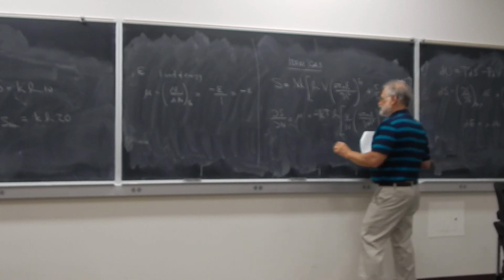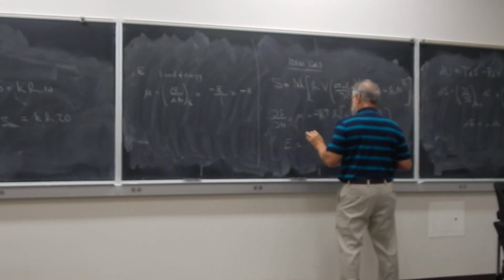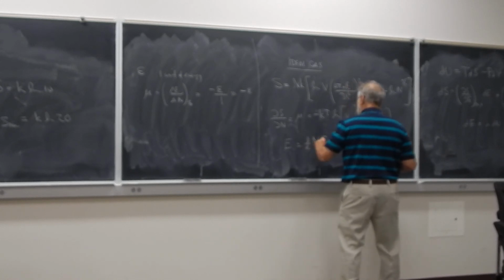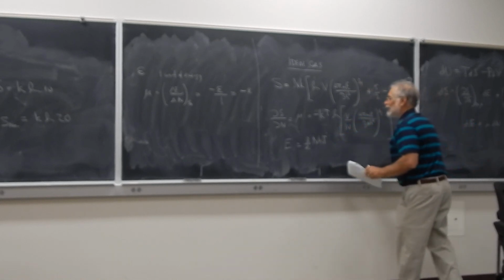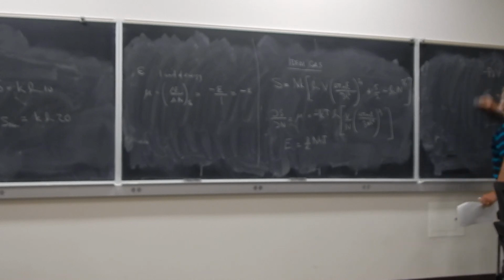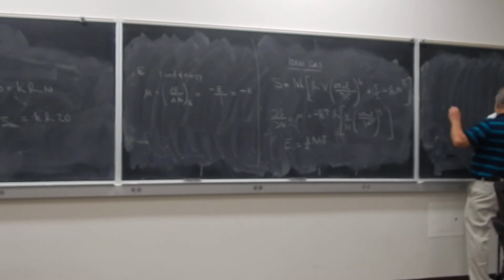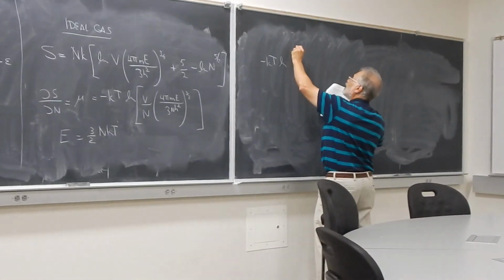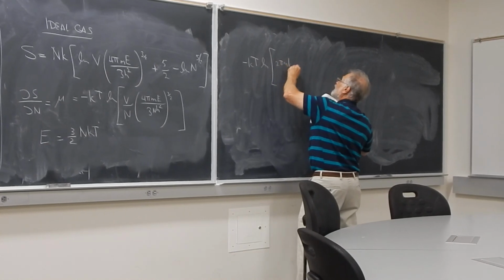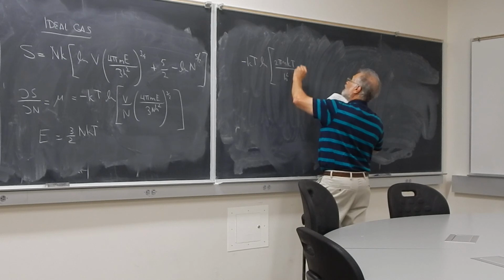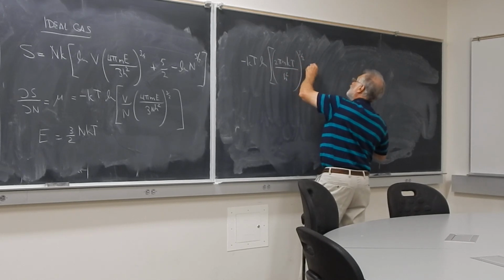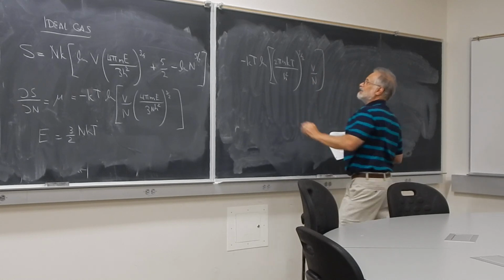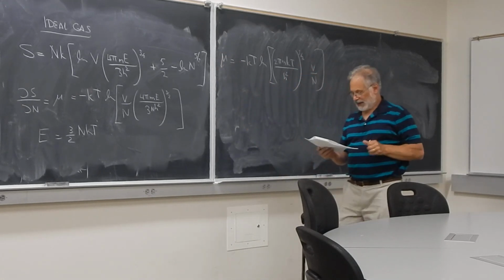And since for an ideal gas, the energy by the equipartition of energy theorem for 3N degrees of freedom is 3/2 NkT, I can write my chemical potential as minus kT times the log of 2 pi m kT over h squared, this quantity to the 3/2, times V over N. So this is my chemical potential for an ideal gas at temperature T.